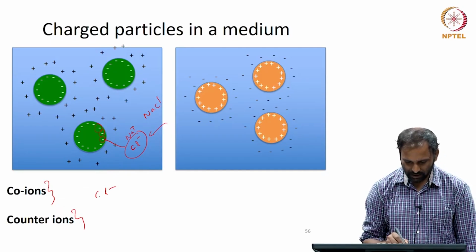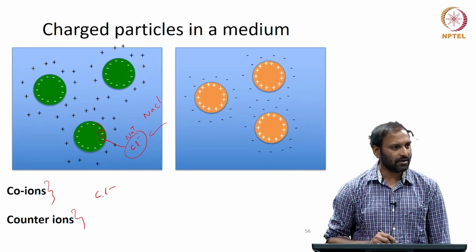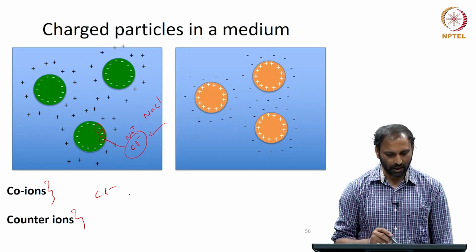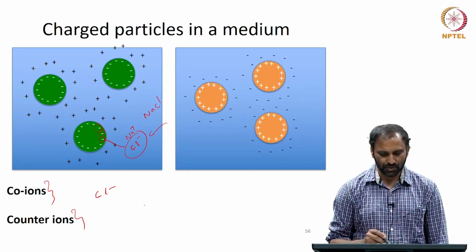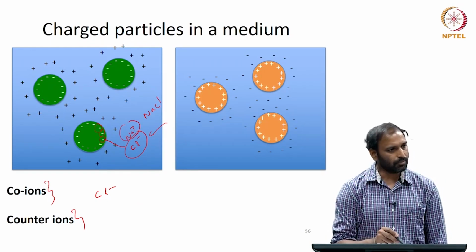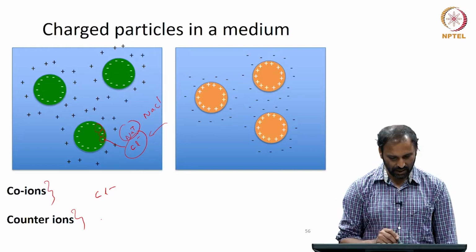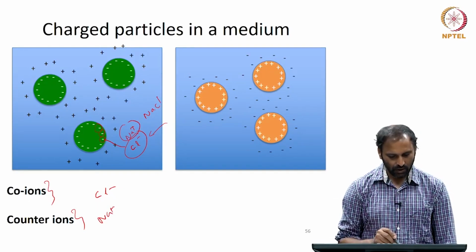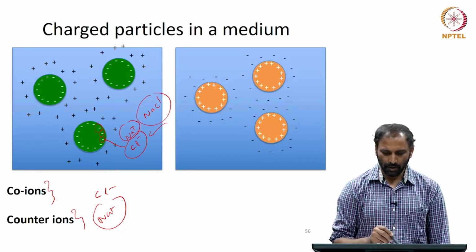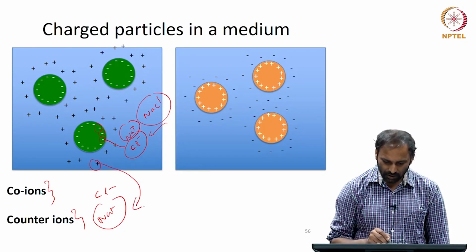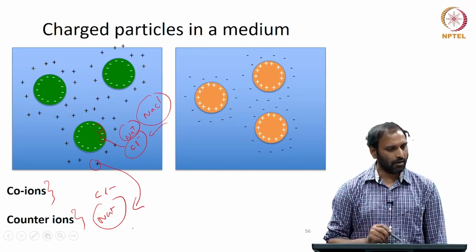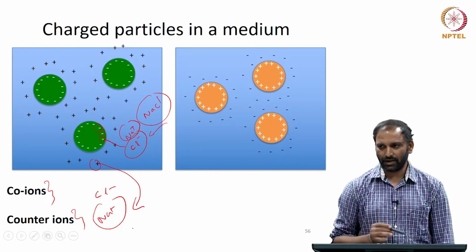Right. In this case the co-ion is going to be Cl minus, and counter ions are the charges which have a charge opposite to the polarity on the particle surface. In this case Na plus, which comes from the NaCl that I have added, plus also the other ions that come because of the dissociation, both of them are counter ions in this case.